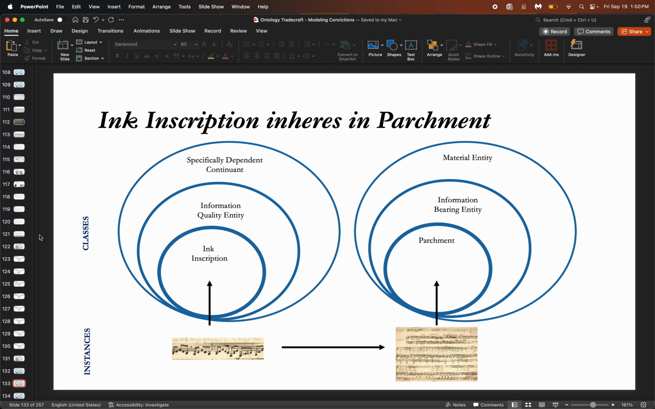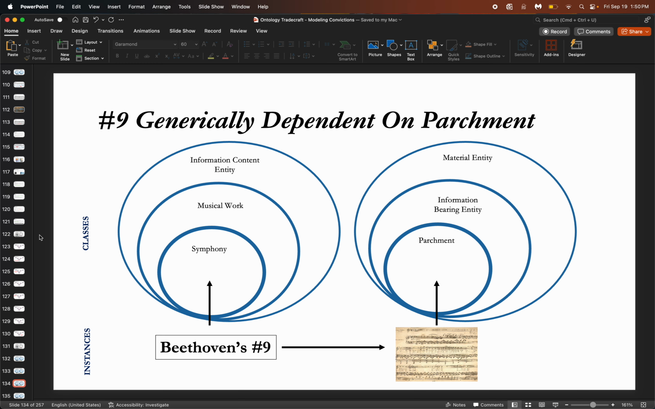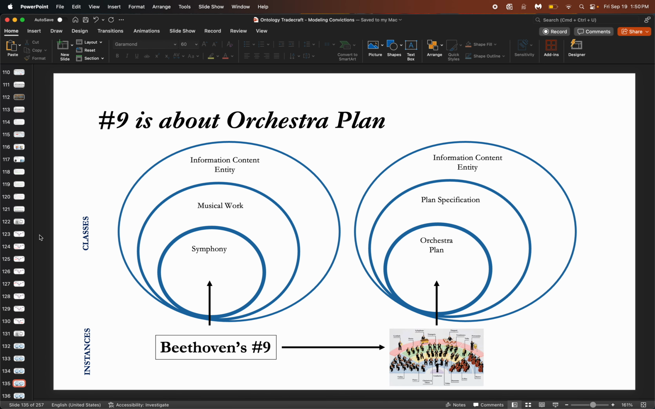And now the ink inscriptions, of course, as I said, adhere in some parchment, which is a material thing. And then we say that Beethoven's Ninth generically depends on that parchment. So there's essentially a triangle there, which we'll talk about in just a second. But also note that, in another sense, Beethoven's Ninth is about an orchestral plan. A plan, and this is where we link generically dependent continuants to other generically dependent continuants.